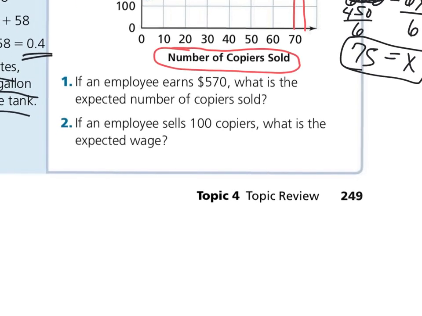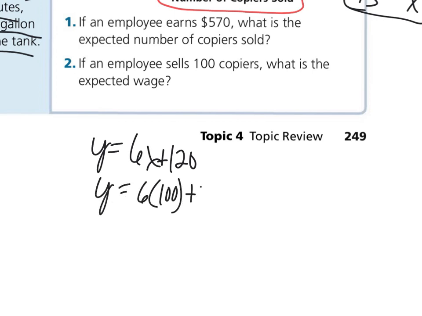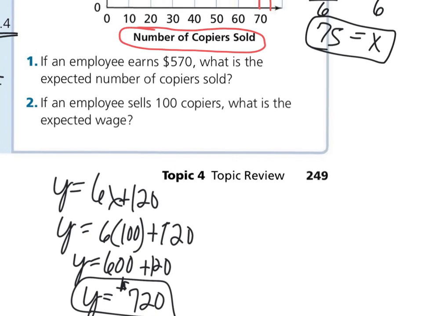Number 2, if the employee sells 100 copiers, what is the expected wage? So we'll just start with the equation again. And then if they sold 100 copiers, we're going to substitute that in place of x. And that would be $720. Since we have a graph, we can go ahead and look at that as well. We're saying $720 for 100 copiers.